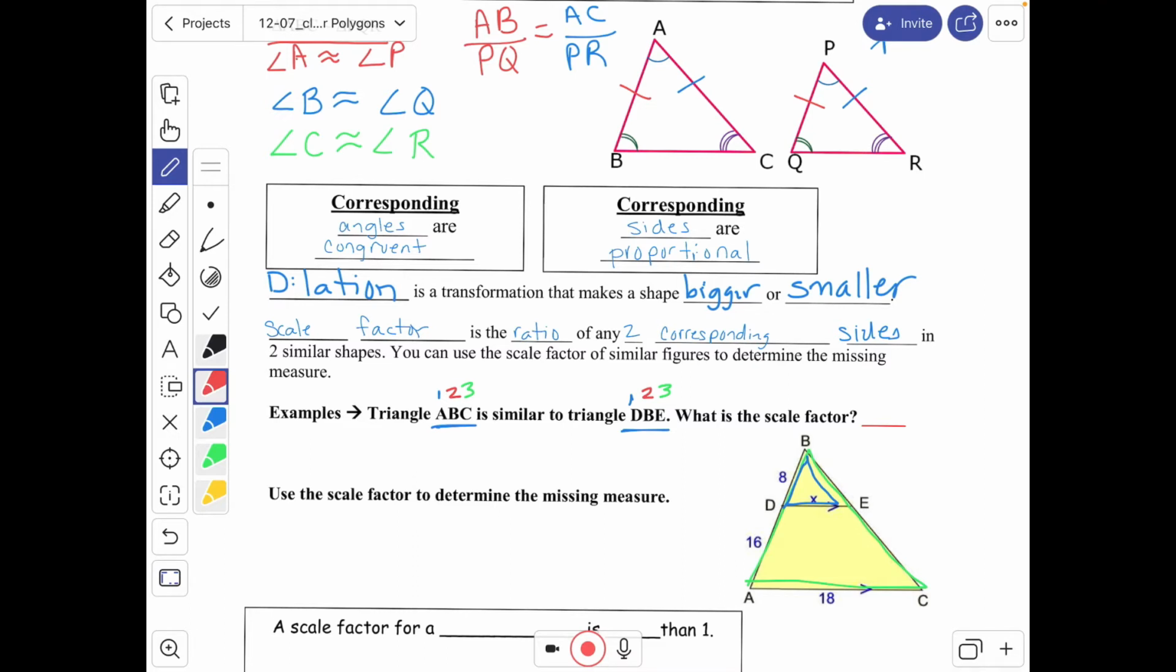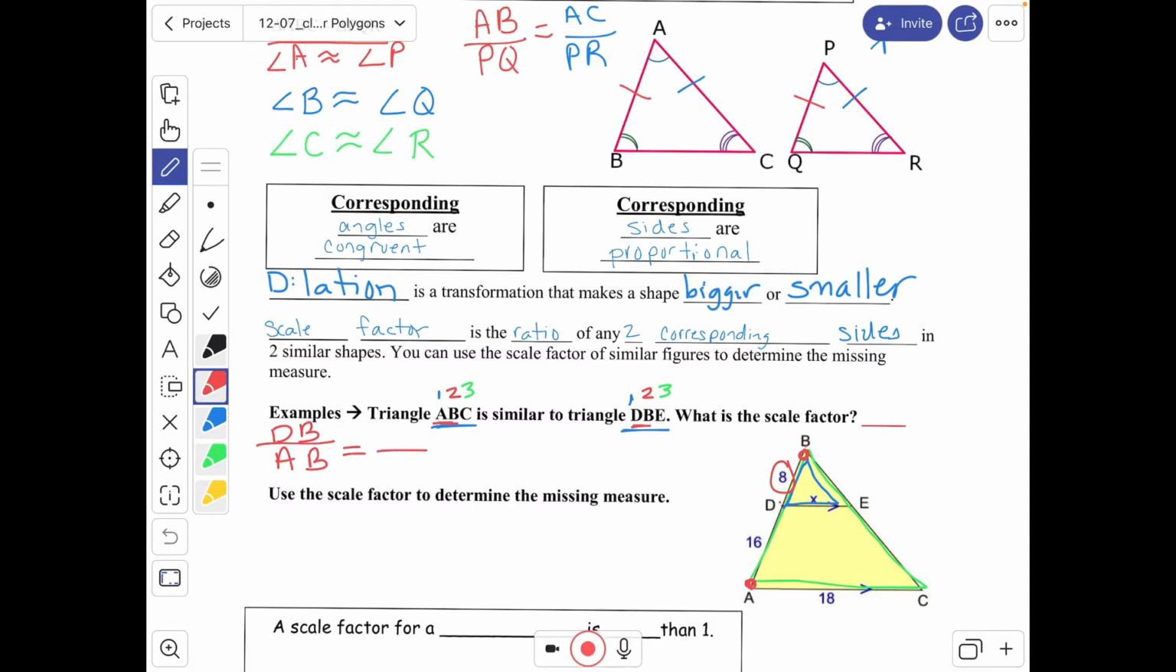Let's start by setting up a proportion, because after all, a proportion is a ratio. A ratio is a fraction. So we have side DB, and I'm using that because I can see the measure. It's 8. So DB corresponds to side AB. And again, you can use the letters as they give them. So they gave us DB, first two letters, and I know that's going to go with AB, the first two letters in the other one.